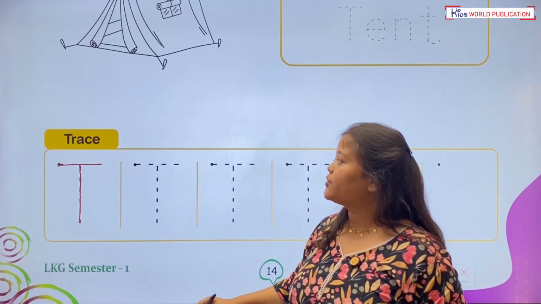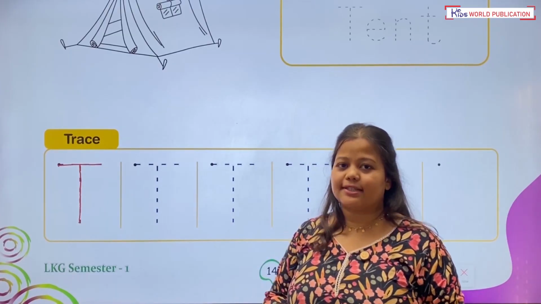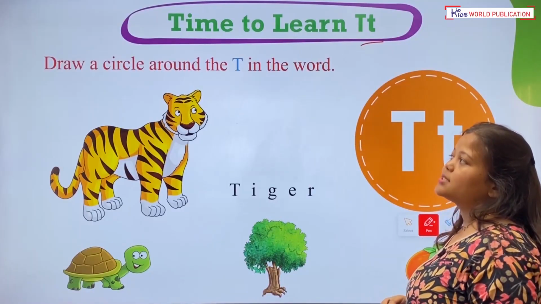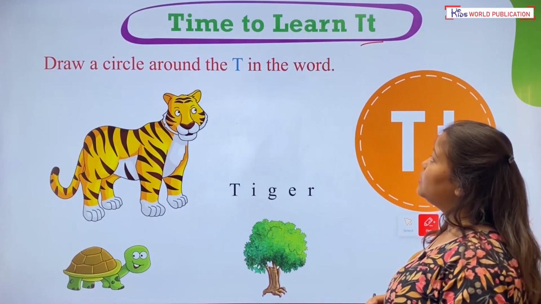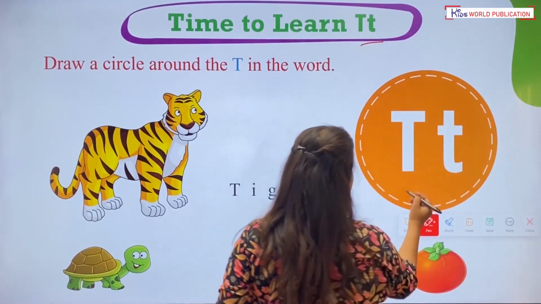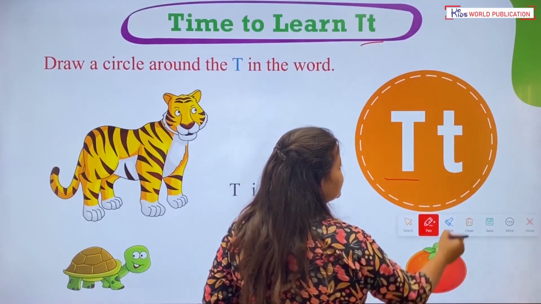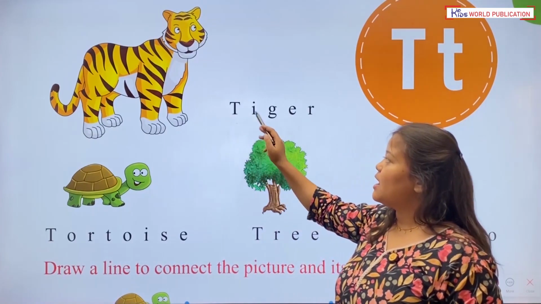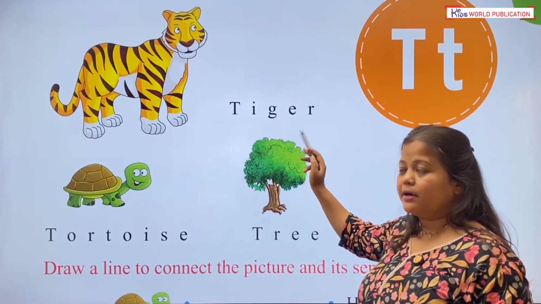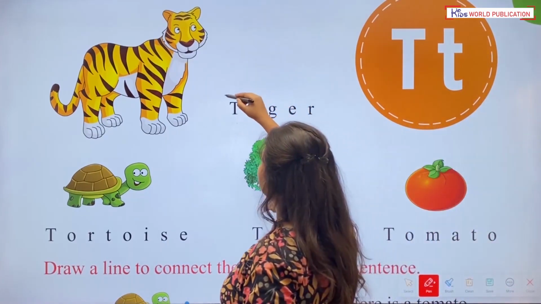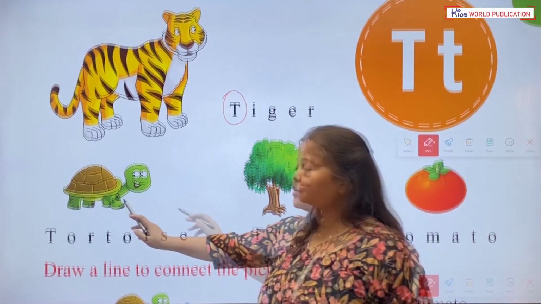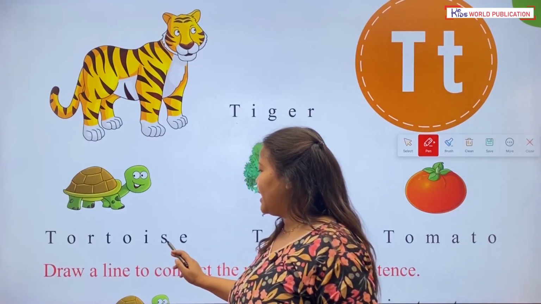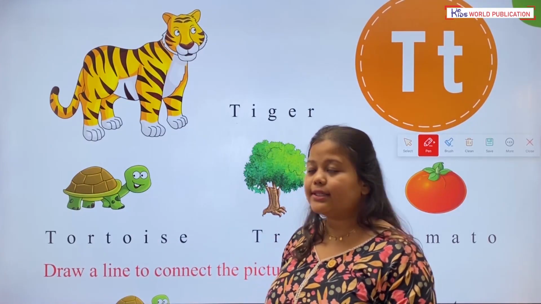This is how you will trace the given lines and complete the letter T. Time to learn T. Draw a circle around the T in the word. This is T, capital T, small t. Tiger, T-I-G-E-R. Circle the letter T. Tortoise, T-O-R-T-O-I-S-E. So, circle the letter T.